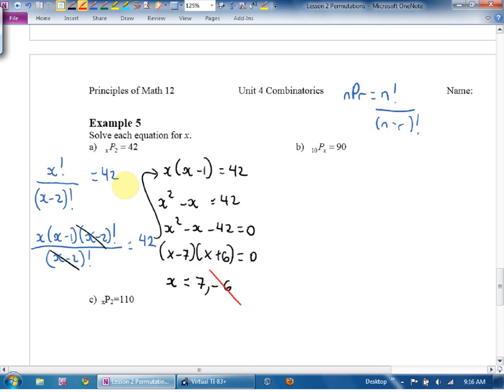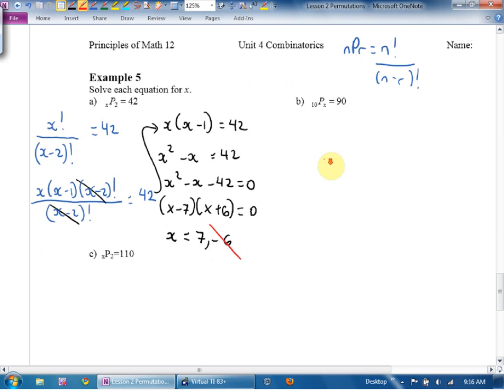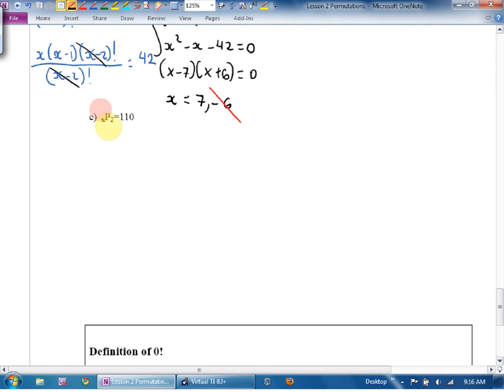Let's try C. XP2, when I expand the permutation, is x factorial divided by x minus 2 factorial. That's what the letter P stands for in that formula. Equals 110. Which one's bigger? The top one. This is going to be x times x minus 1 times x minus... Stop there, because that's the term you want to cancel on the bottom. Equals 110.